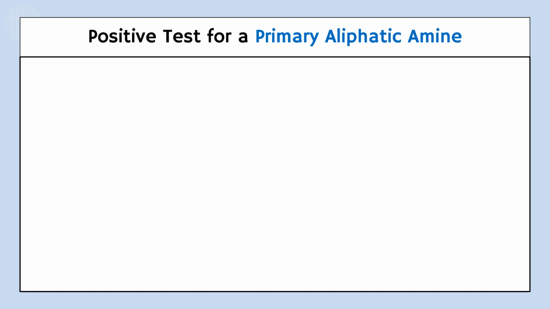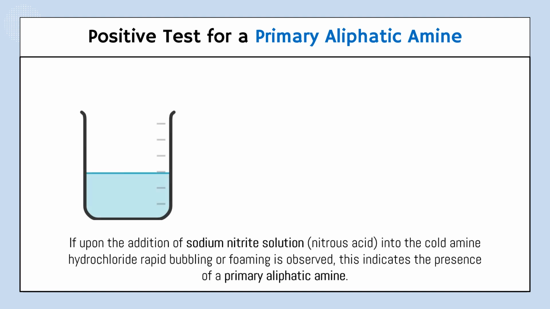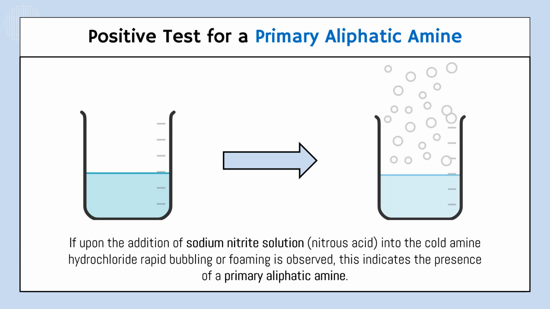If you did not observe the blue color, nor did you observe the orange color, then you might have a primary aliphatic amine. If upon the addition of the sodium nitrite solution you observe rapid bubbling or foaming, this indicates the presence of a primary aliphatic amine.